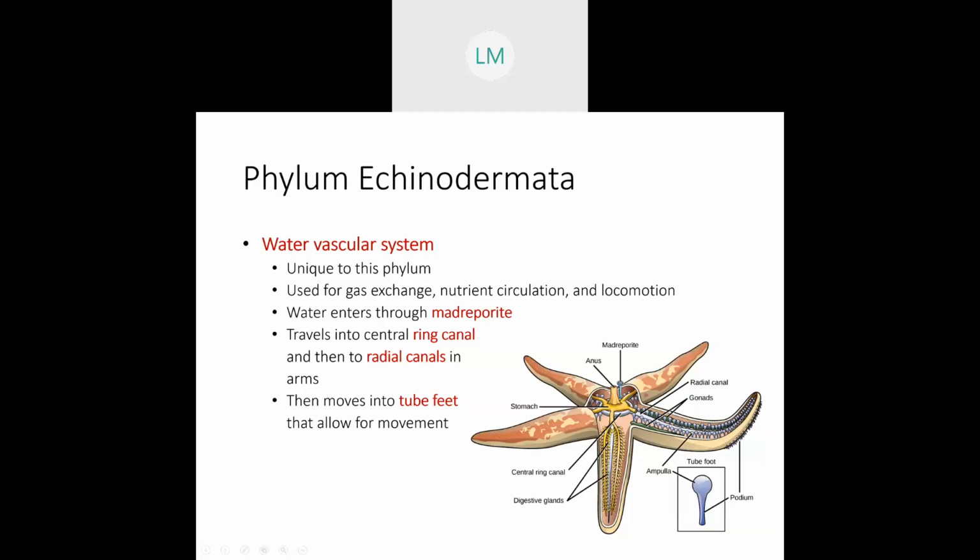and allow for movement. If you've ever seen the underside of a sea star and watched it walk around, all of those little structures that are helping it move are called tube feet, and they're able to move because water is being moved into those structures. So this water vascular system is really unique to this phylum, not seen in any other group.